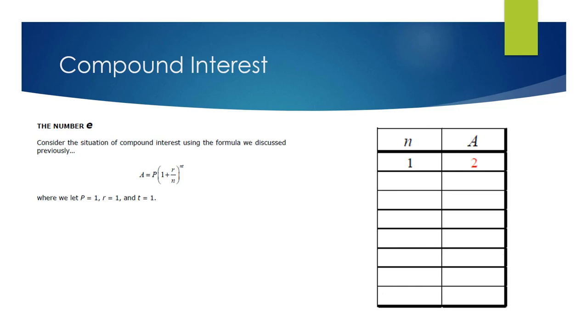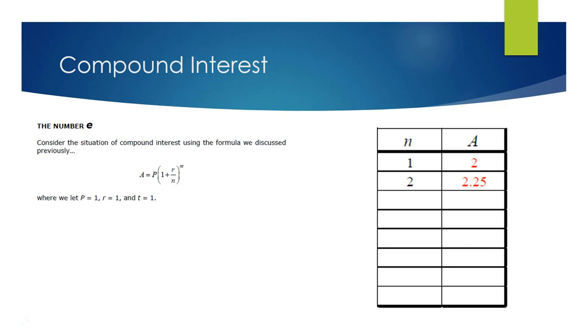So basically, if N is 1, then you've more or less doubled your principal amount. If we let N be 2, representing 2 conversion periods, it ends up being 2.25. So it gets a little higher.